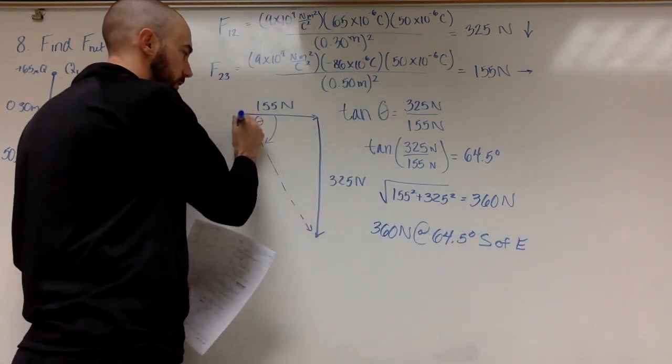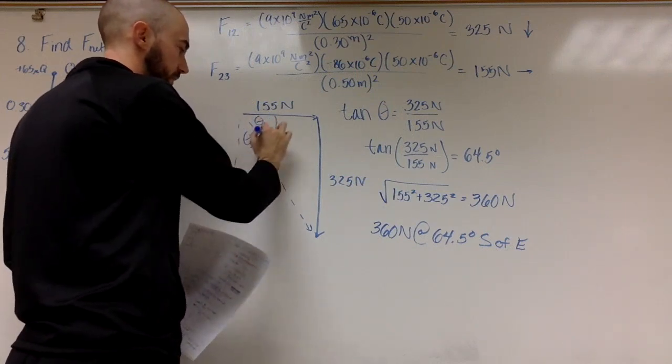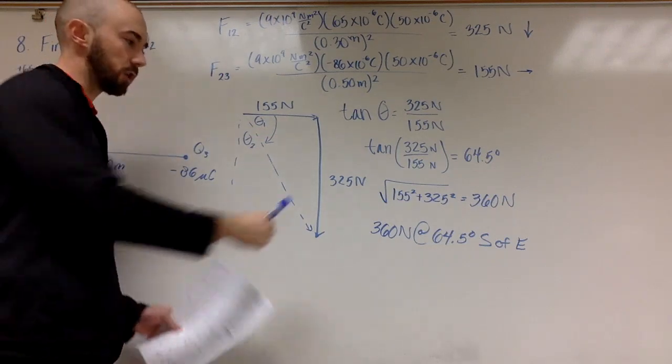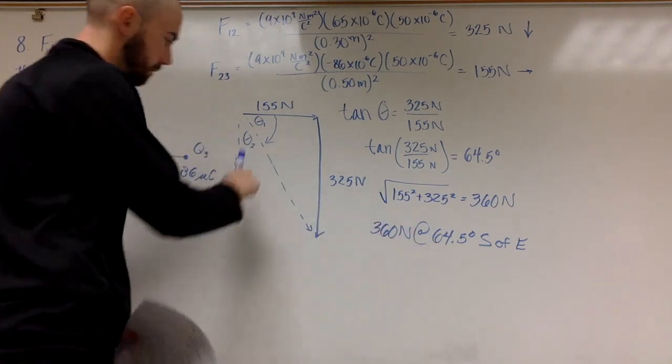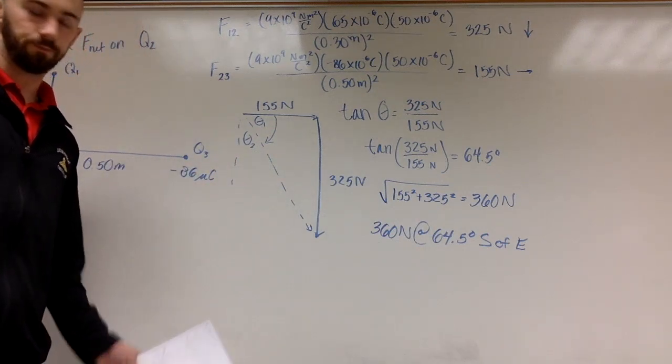You could also find this angle here. Let's call this 1 and 2. If you were to find the second angle, you would say east of south. Same idea. It's just going to be 90 minus that value is what that angle is. So as long as we can communicate the same thing, we're cool.